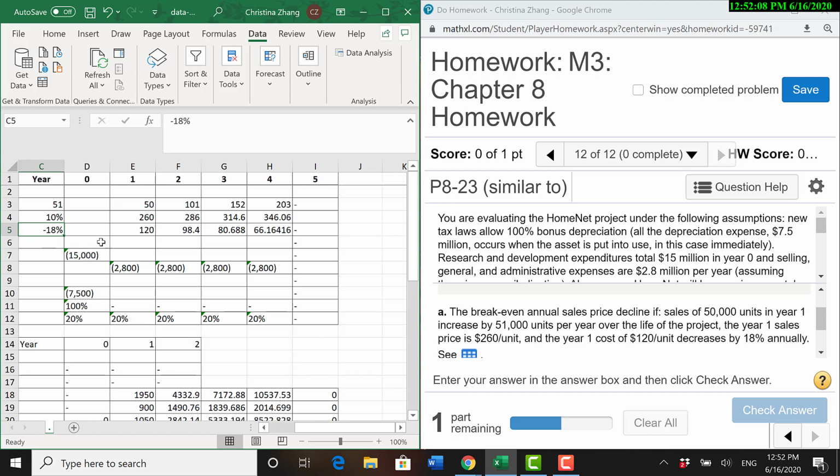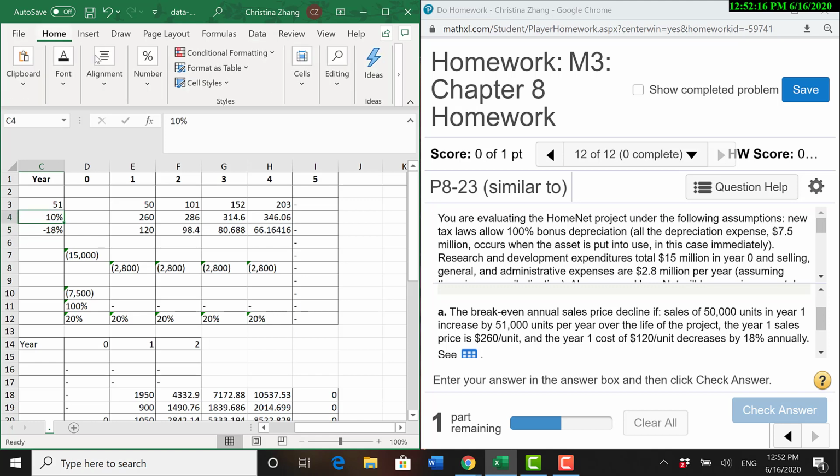And then right now, this is a number that you don't know. It's not provided in the question. This is what you're looking for. So I'm just going to highlight it. This is the one you're trying to look for.